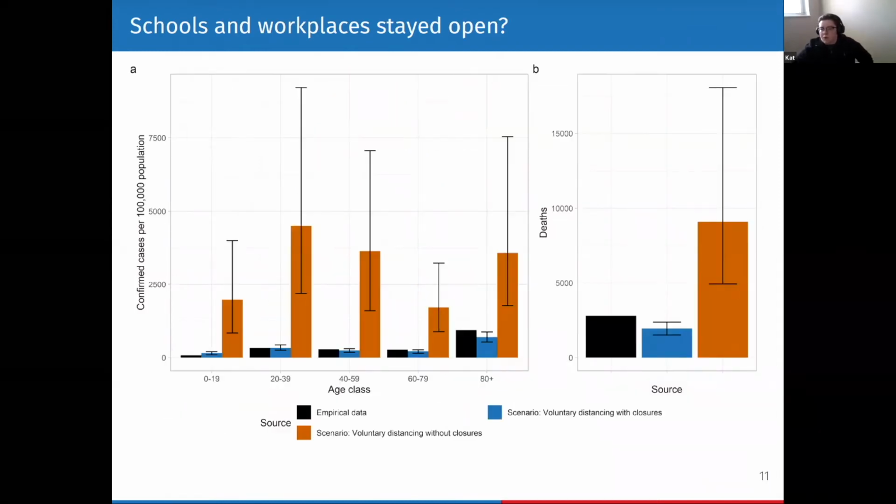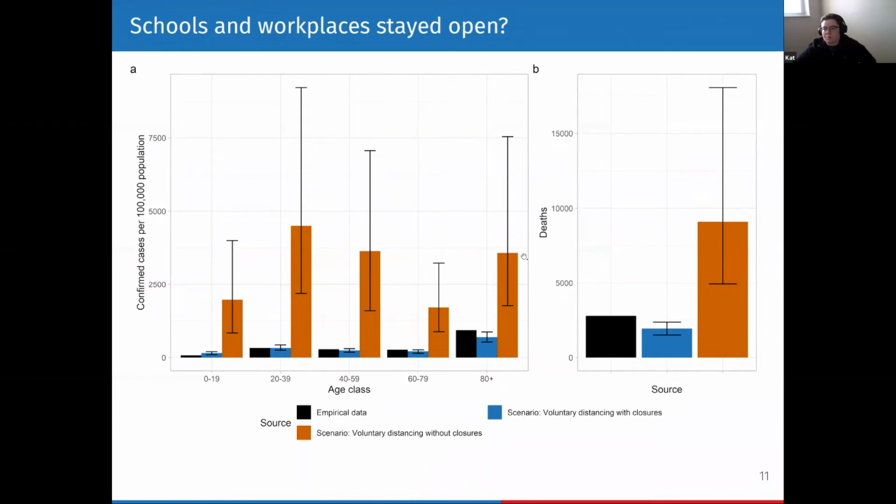And we can break down a little bit of what's happening there in terms of the different age classes to see that, as you might imagine, if you don't close workplaces and schools, the people that become infected are people who have a lot of contacts in those spaces, so working age people and school age children. And we do see that play out here. The cases per 100,000 population does come up quite substantially as soon as you open those spaces.